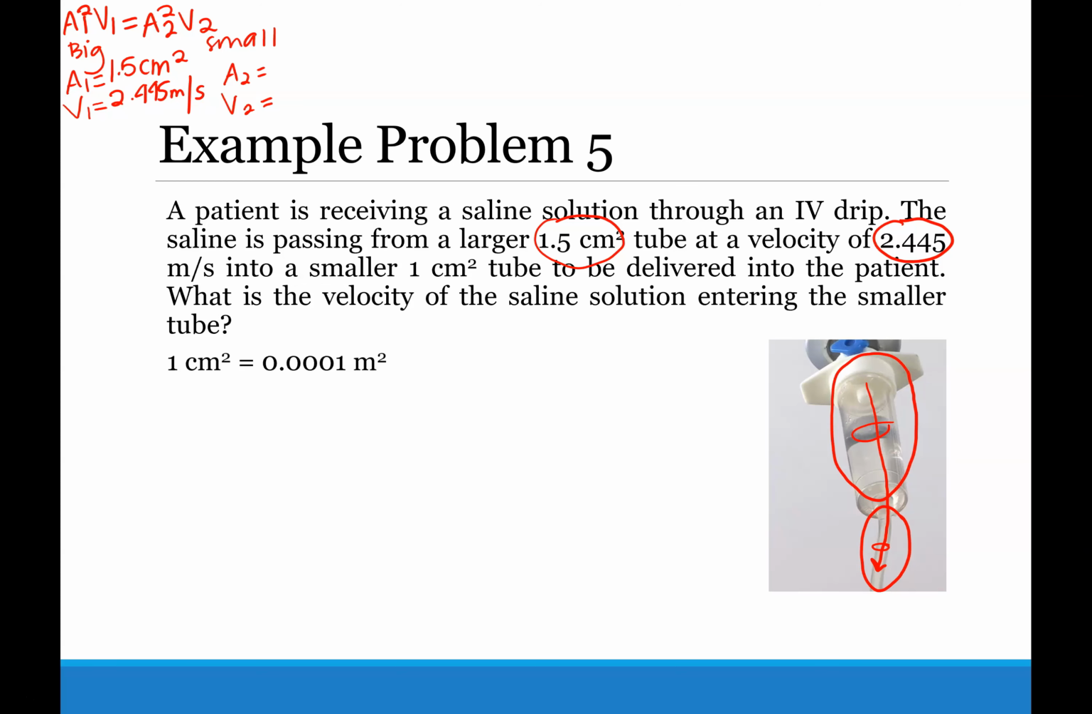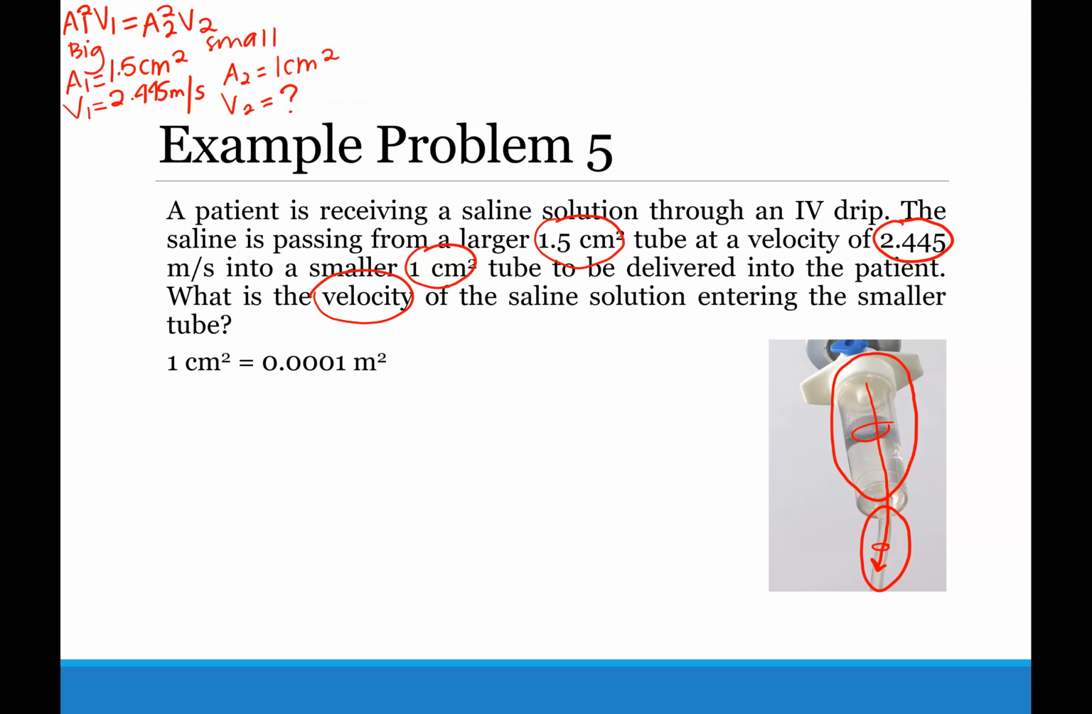into a smaller 1 centimeter squared tube. So again, that's an area that's going to be for the small tube. So 1 centimeter squared to be delivered into the patient. What is the velocity of the saline solution entering the smaller tube? So we're looking for velocity here.